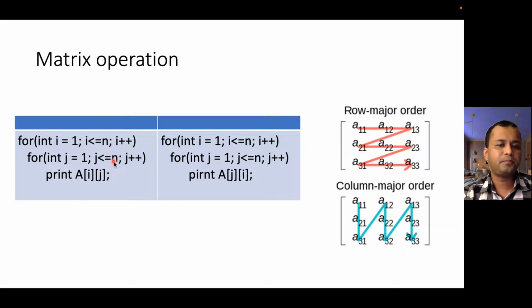So n is 3. So for each value of i, this inner loop will run 3 times, n times, right? And i is equal to 2, again this runs 3 times. i is equal to 3, again it runs 3 times, right? So it's n square times this program will run. And the way the elements are accessed is A11, then A12, then A13, then i would become 2, so A21, A22, A23, and so on. So you see that this is row major order.